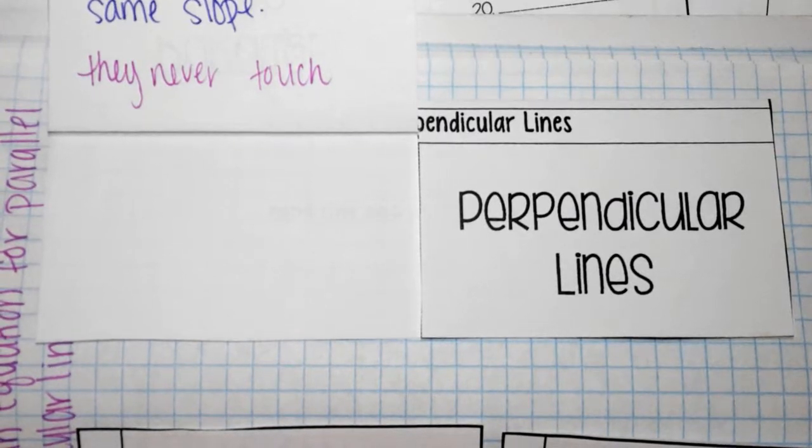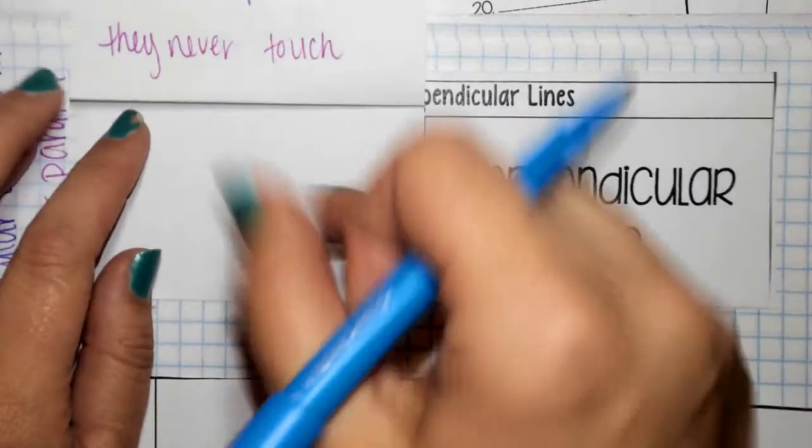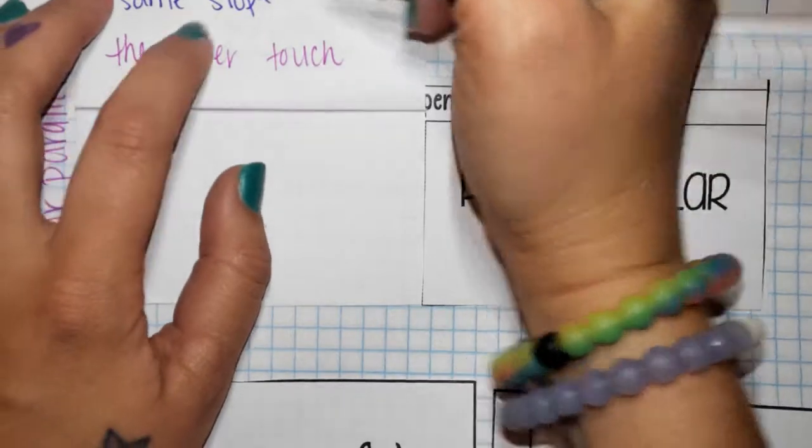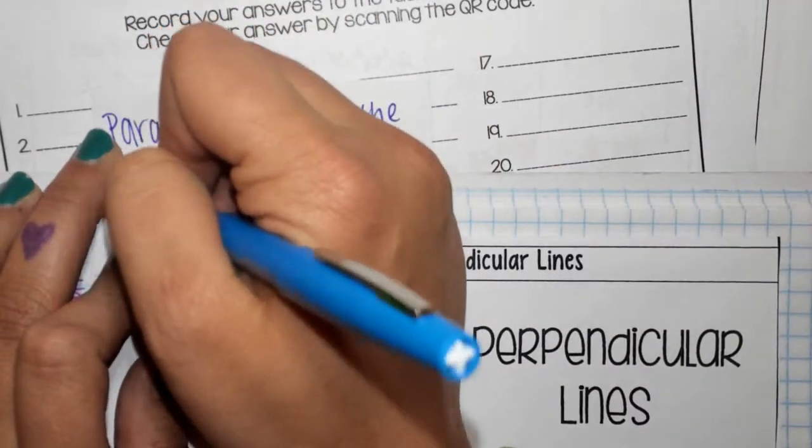Now, do parallel lines have the same y-intercept? No. So, parallel lines have the same slope. I want you to write different y-intercepts.